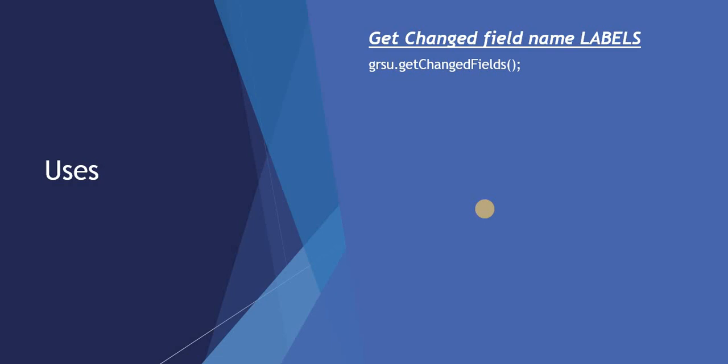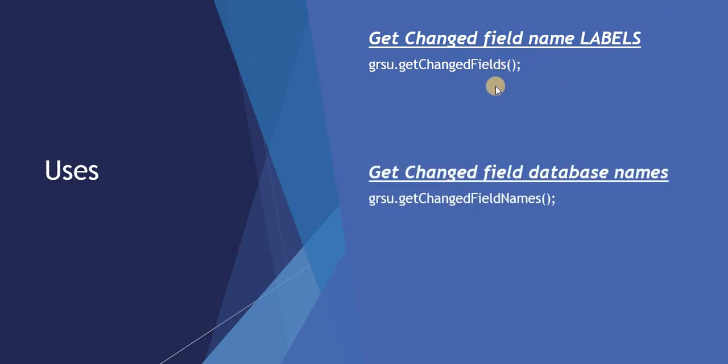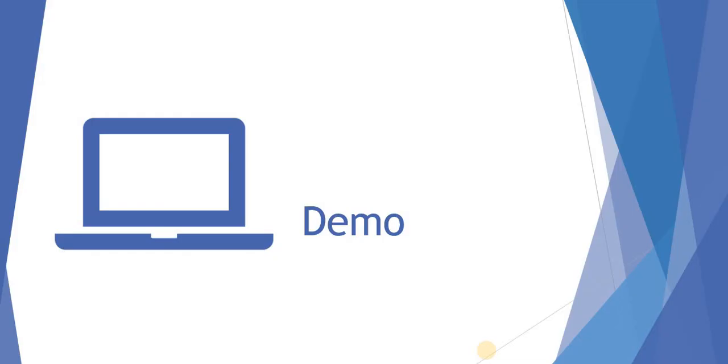Next is the uses. If you want to get the labels of the field names which have been changed, you can get it through object.getChangedFields, and if you need the database names of those fields, you can get it through object.getChangedFieldNames. And lastly, if you want to actually see what values have been changed, what are the new values, you can get it through object.getChanges.